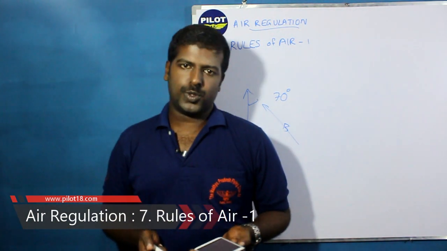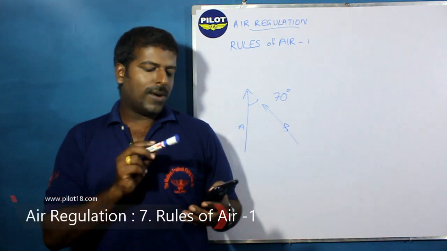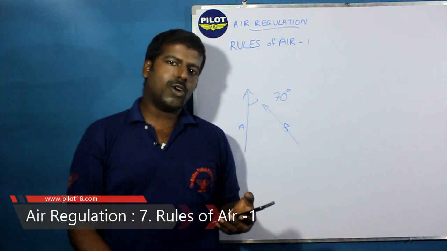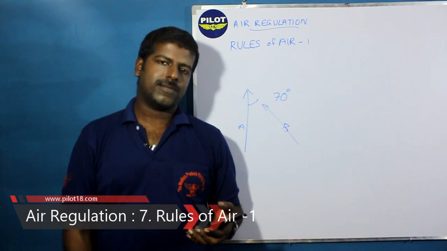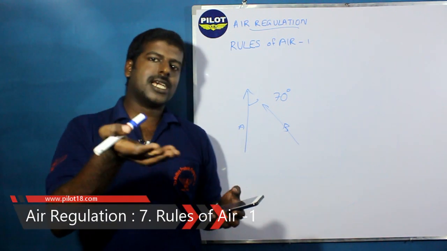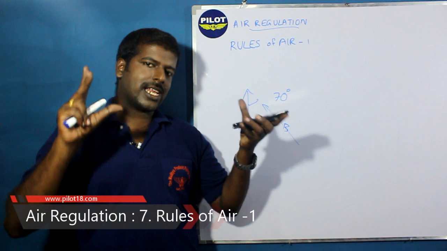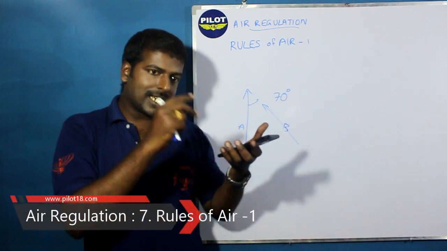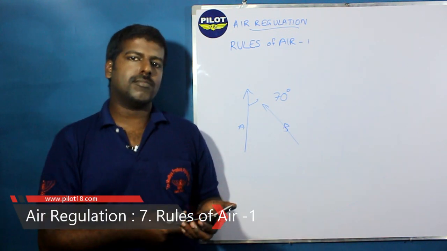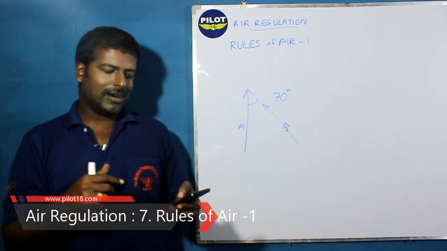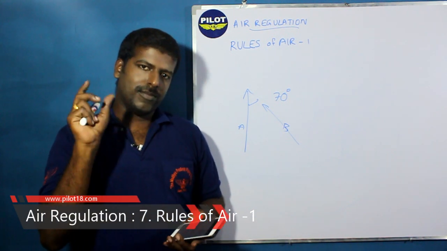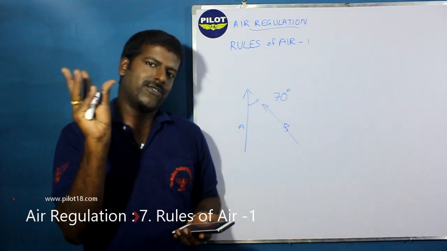But there are some exceptions also. What are the exceptions? Power driven heavier than air aircraft should give way to non-power driven aircraft like gliders. Then airships: heavier than air aircraft should give way to airships. Airships shall give way to gliders and balloons. Gliders should give way to balloons. This is the priority. So balloons have the most priority during flight.